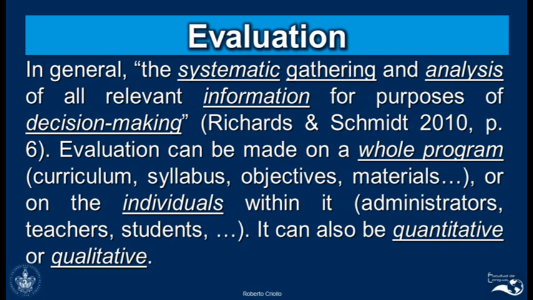And also, we must analyze all kinds of information, right? So this means that if we want to look at a person's performance, we have to look at it from different points of view. And also that when we do evaluation, it's because we want to make decisions. Normally, we want to improve something. So these are the three most important elements of evaluation: systematic, all kinds of relevant information, and finally, for the purpose of decision making.